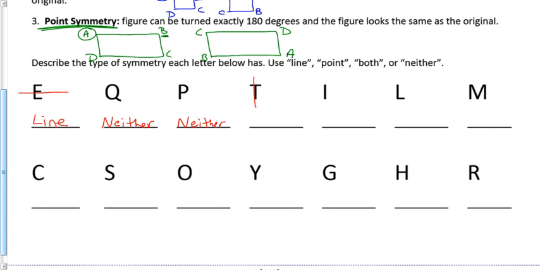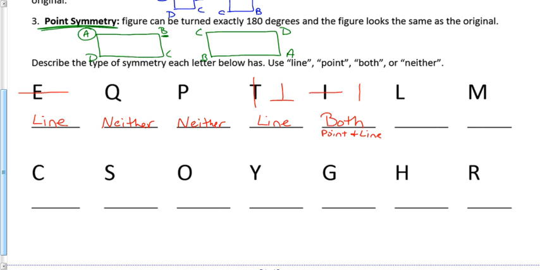The T has line symmetry. I should draw that right through the middle. That's line symmetry. There's no point symmetry, because if I rotated that 180, the T would be upside down. For the I, I could draw a line right here. When I fold it across, I get the same thing on both halves. And if I take an I and rotate it 180 degrees, I get the same thing. So this one has both point and line.